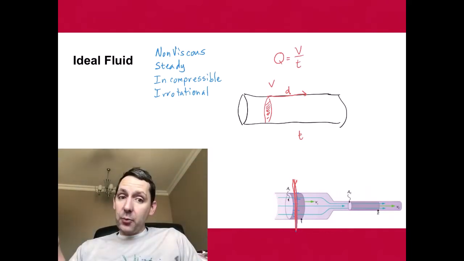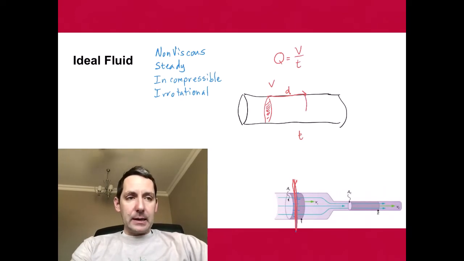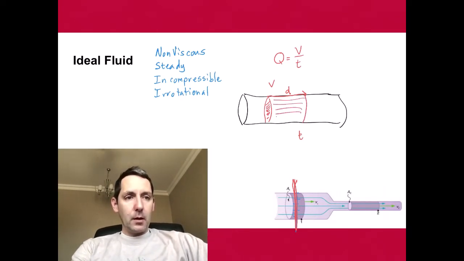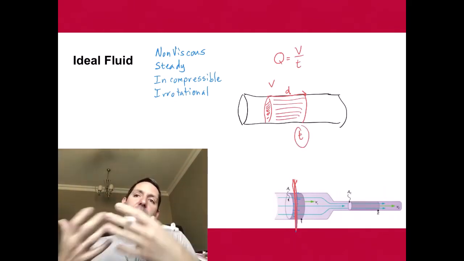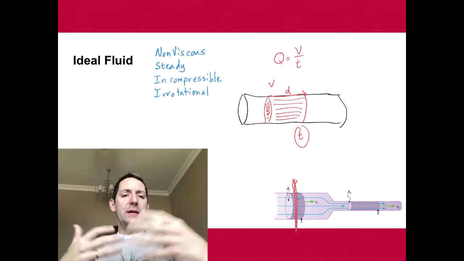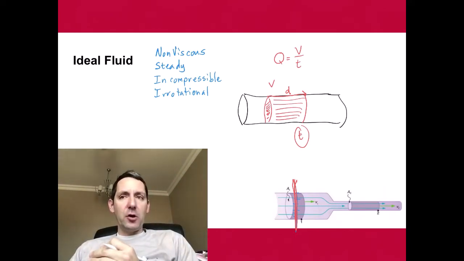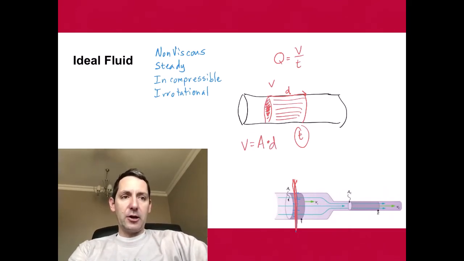So if it's incompressible, if the density is staying the same, then I'm going to get that this volume here will pass through a specific point in a given amount of time. So that's a way of kind of visualizing this idea of the volumetric flow rate. We know that volume is equal to area times distance, right? The cross-sectional area times the distance.